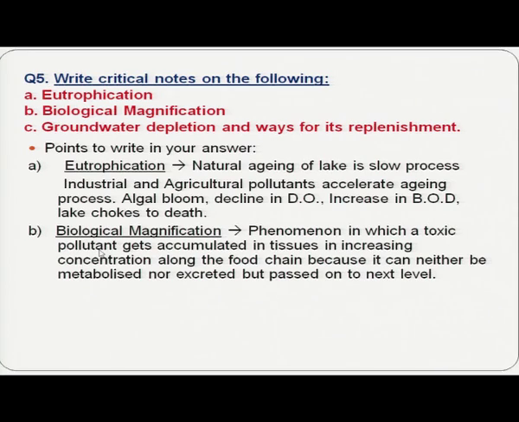in biological bodies and there is a process of magnification which is going on. So, you need to describe it in precise terms that it is a phenomenon in which a toxic pollutant gets accumulated in tissues in increasing concentration along the food chain. And why is it increasing?